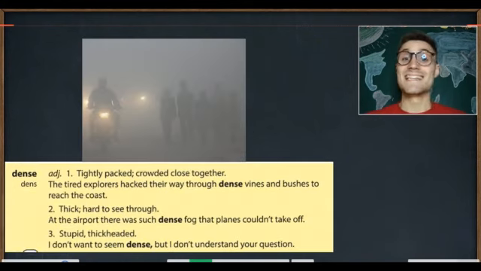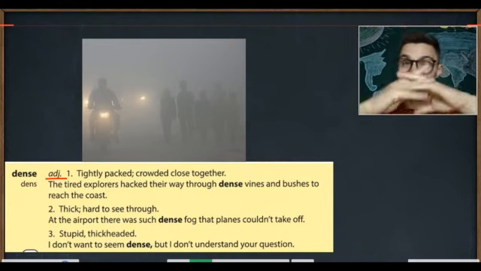Next, it's dense. Dense has 1, 2, 3 adjective meanings. Remember, adjective is a describing word. So the first adjective, dense, is a word we use to describe things which are tightly packed, crowded close together. The tired explorers hacked their way through the dense vines and bushes to reach the coast. Tightly packed. So bushes can be very dense.